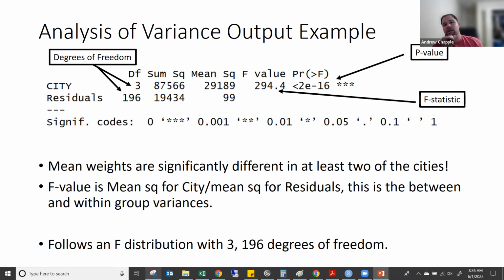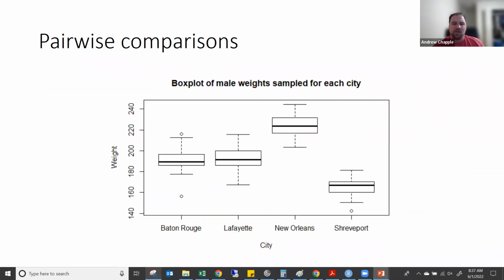The smaller the P value is here, the more evidence that your null is false. So here, this P value is very, very small. It's below 0.05. Remember, e to the negative 16 means that it's got 16 zeros and then a 2. So it's tiny, 0.000000000000002. So we reject the null that the weight is the same between the 4 cities. And you can see that visually, right? There is a big increase in New Orleans and a big decrease in Shreveport.